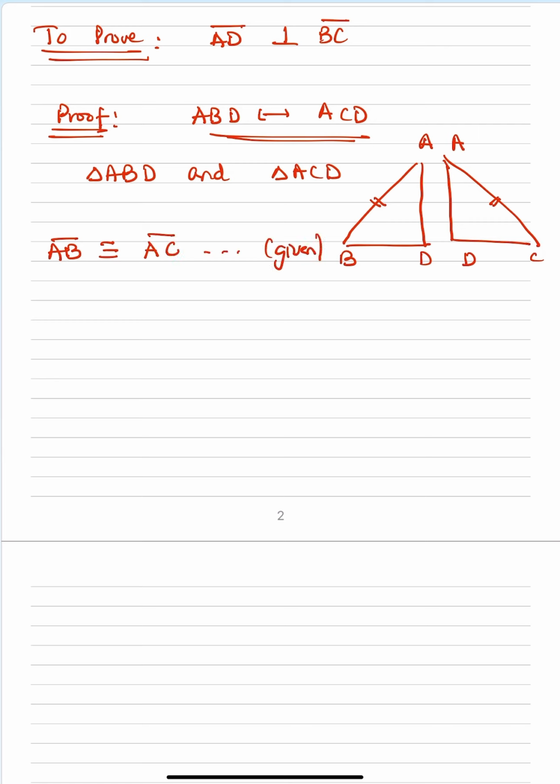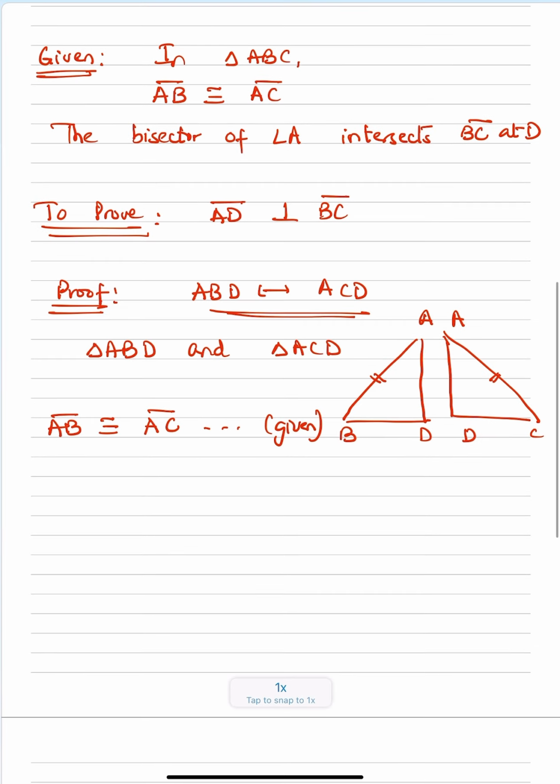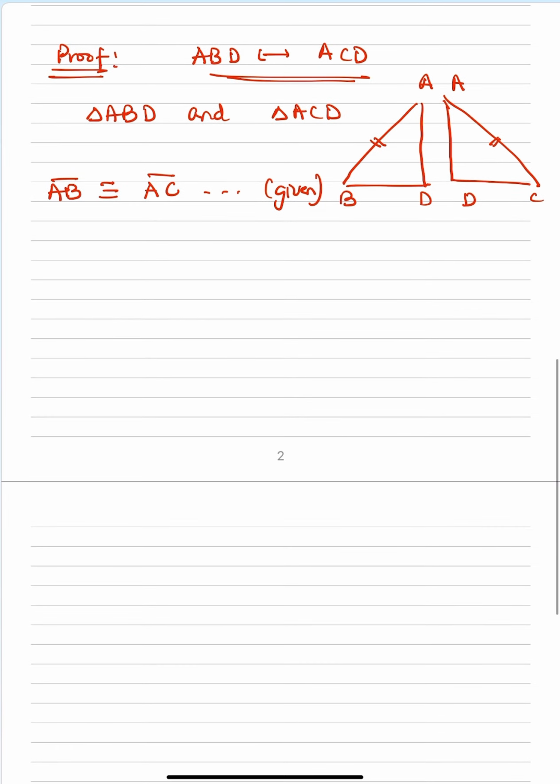This is already given to us. One side they have given to us. Secondly, we can say that because this AD is also given, it is the bisector of angle A. So what can I say? These two angles are equal because it is a bisector, meaning it will cut the angle in two halves. Here we will use the term angle bisector. At last I will write that definition also.